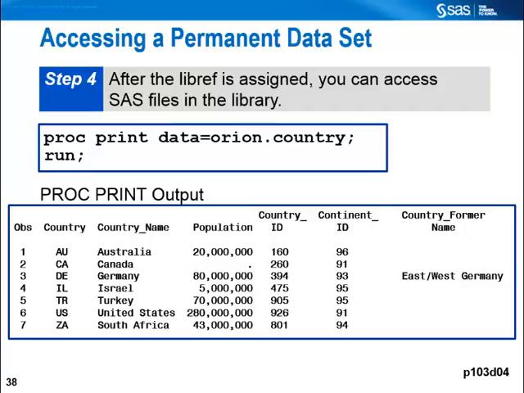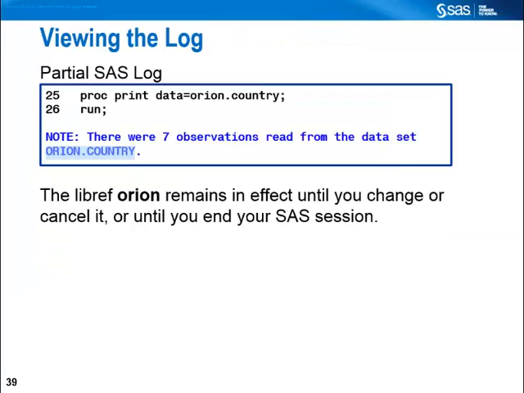Accessing a permanent dataset, step 4. After the libref is assigned, we can access SAS files in the library. So we do a proc print data equals orion.country. Then we have the partial output, and when we view the log, we see there were 7 observations read from the dataset. The libref Orion remains in effect until we change or cancel it or until we end our SAS session.